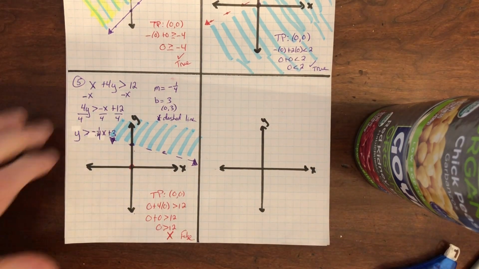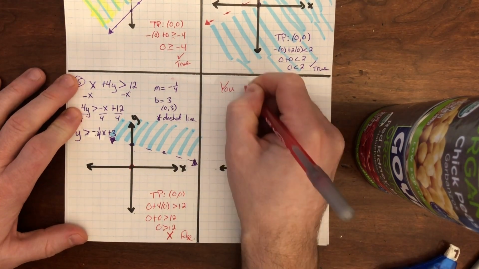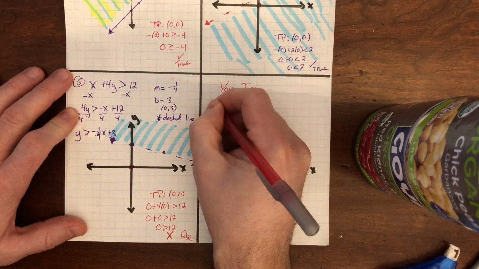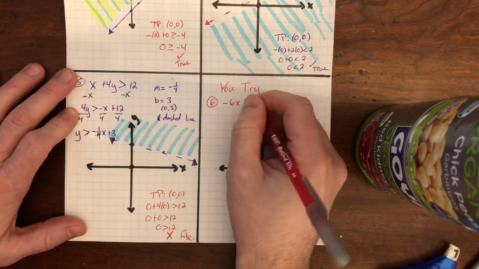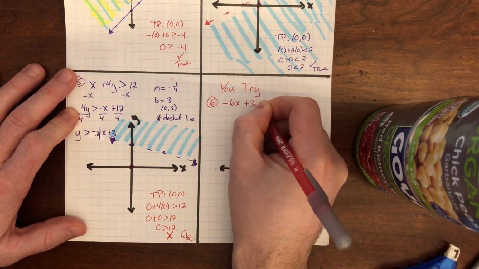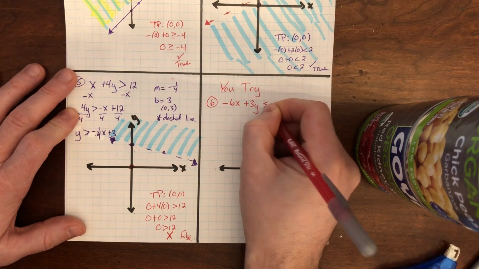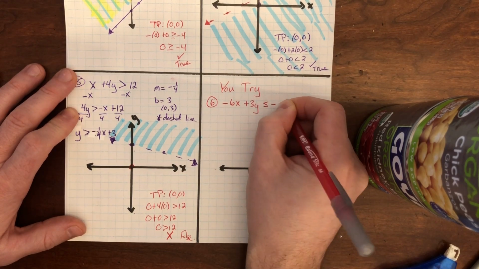Okay. All right, so the last one is going to be one for you to try. It's going to be negative 6x plus 3y is less than or equal to negative 9.